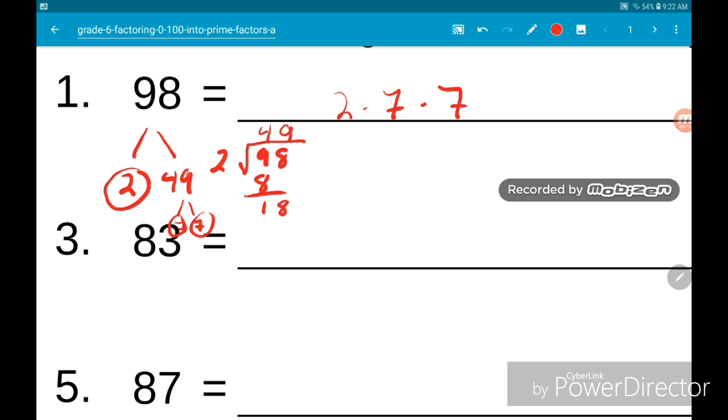So this is the prime factorization. Prime factorization. It should be easy, but when it comes to big numbers, it's a little more complicated. Because some numbers, you don't know if they're prime or not. Just because they end in odd does not mean they're prime. Okay, so 2, 7, and 7.